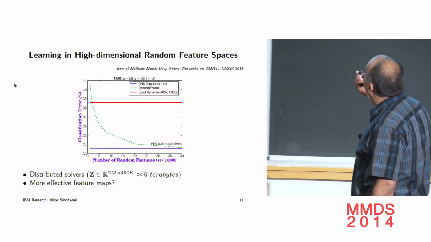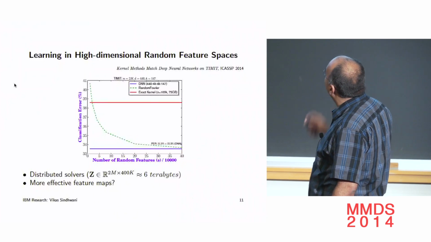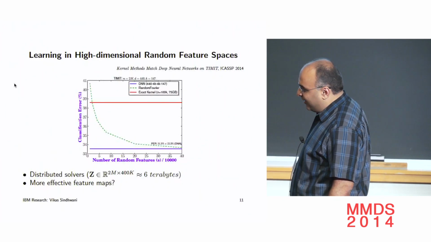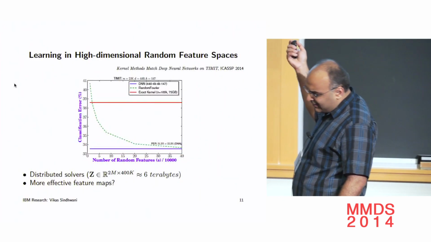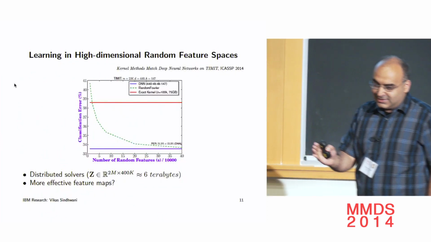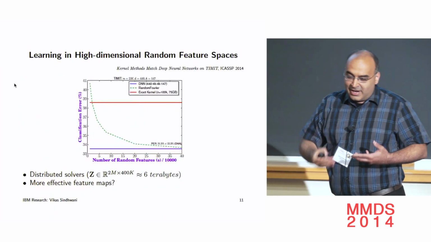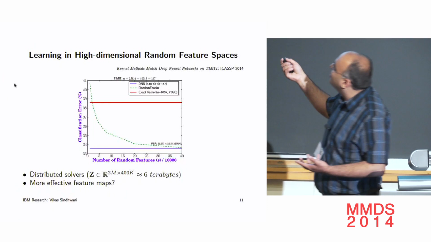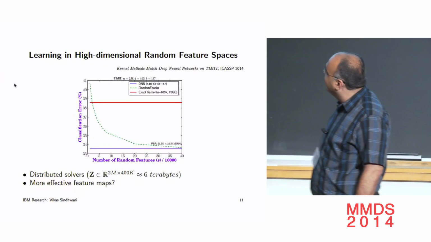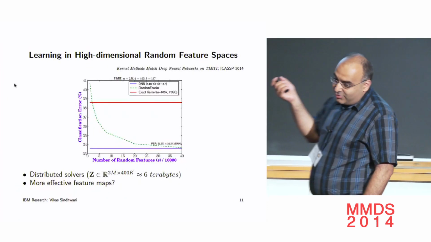And in fact, in this regime here, this classification problem is at the level of frame classification. And if you go to a higher level metric, which is phoneme classification, it turns out that the kernel methods are actually performing better. But this leads to two issues.